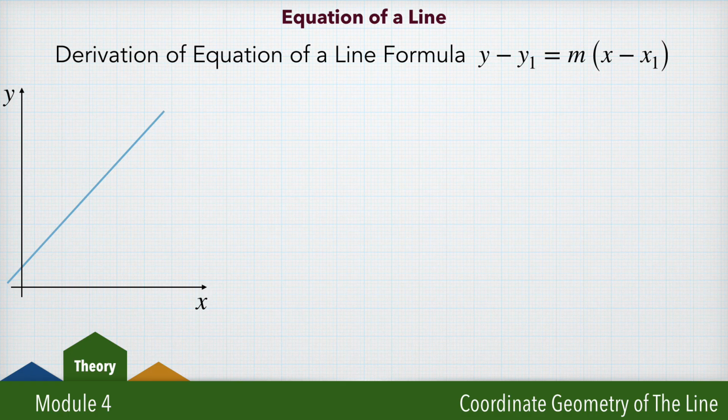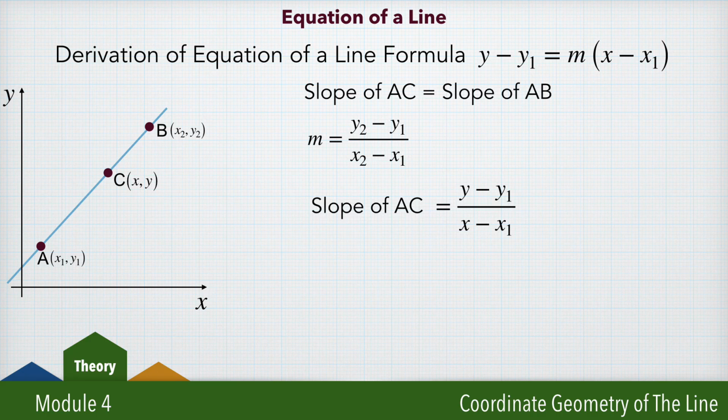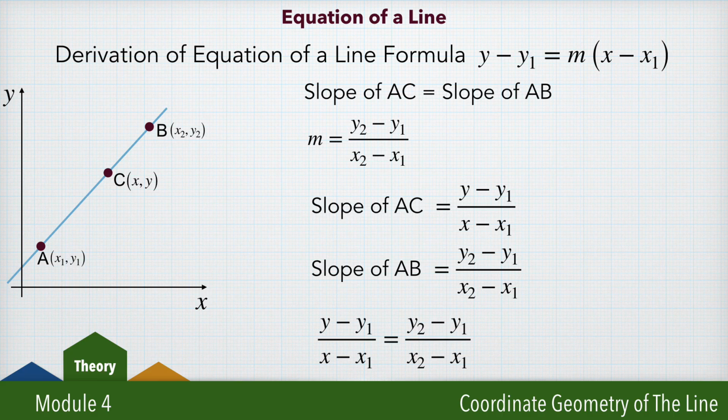If we are given 3 points A, B and C on a line, then these 3 points must be collinear. The slope of AC and the slope of AB are the same. Using the slope formula y2 minus y1 over x2 minus x1, we can substitute the coordinates of A, x1, y1, B, x2, y2, and C, x, y into the formula as required. The slope of AC is y minus y1 over x minus x1. The slope of AB is y2 minus y1 over x2 minus x1. As these slopes must be equal, we can equate them.